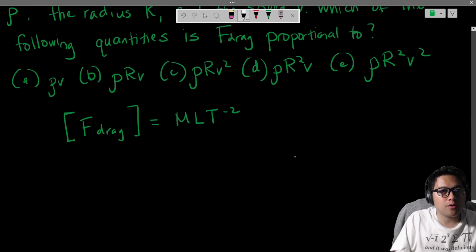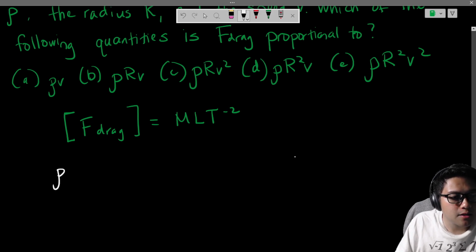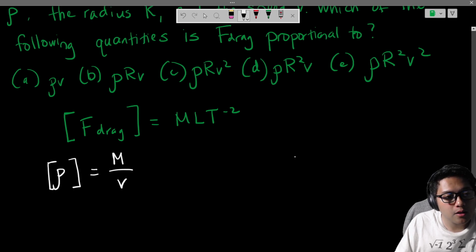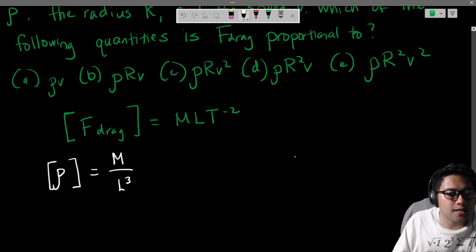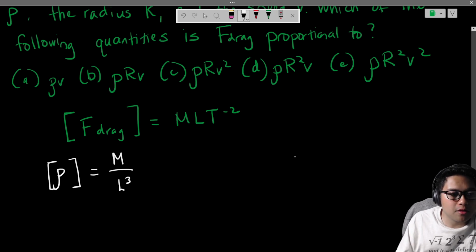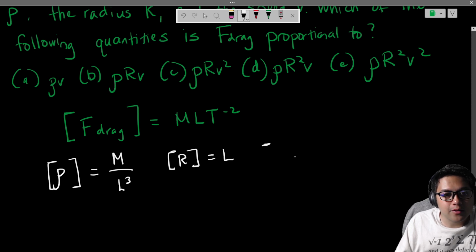So again, what are the quantities we have to play with here? We have density. The density, if you remember, is a mass, so we have an m, over a volume. But volume has dimensions of length cubed, right? So I'm going to write this as L cubed, just to say that it's a mass over a length cubed. Now, radius has units of just 1 power of length. Velocity has the units of length divided by time.